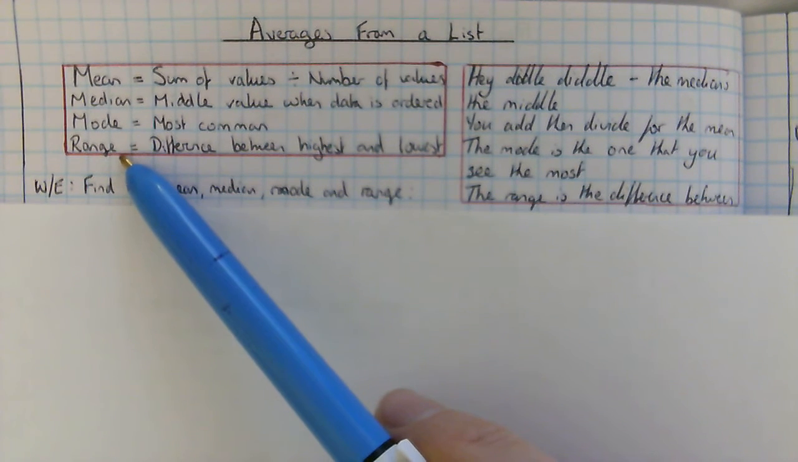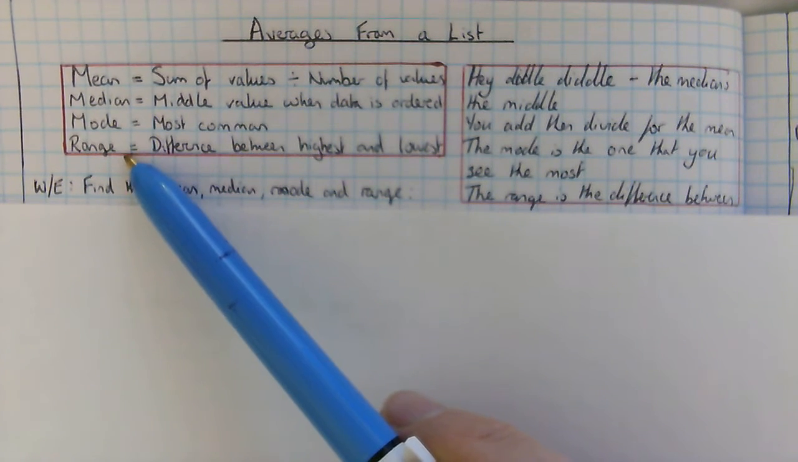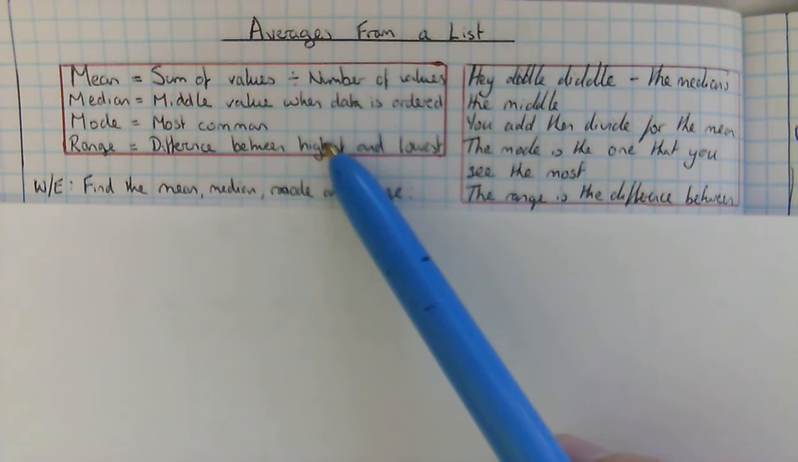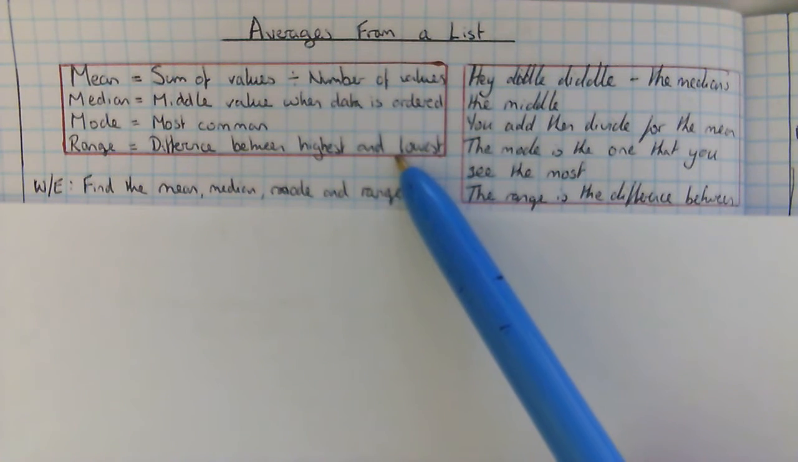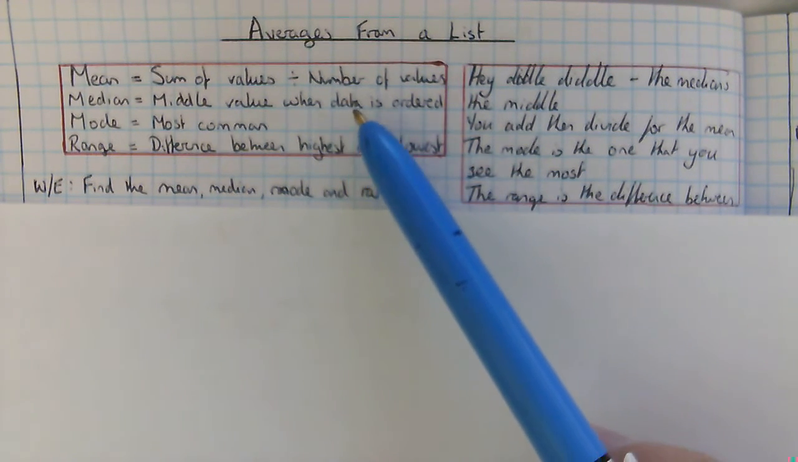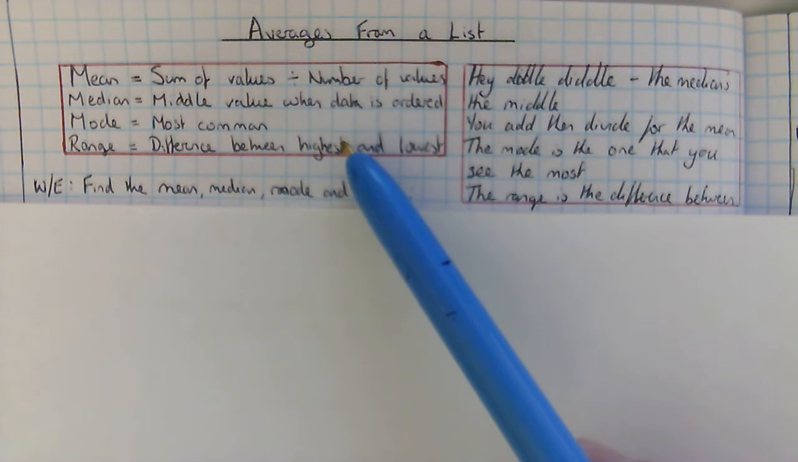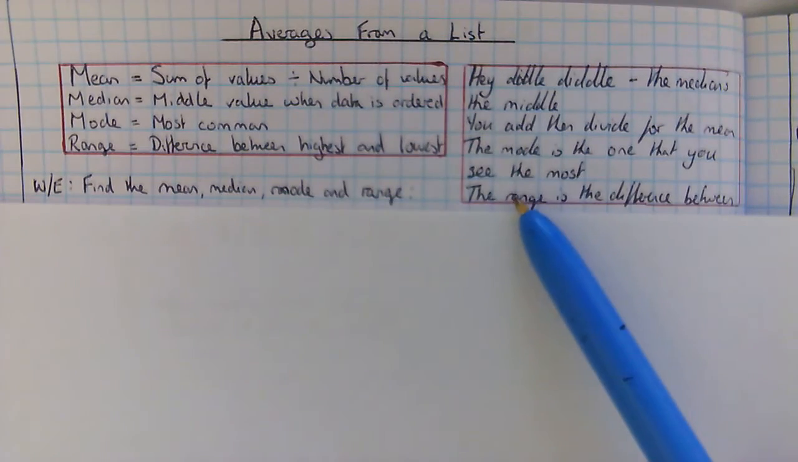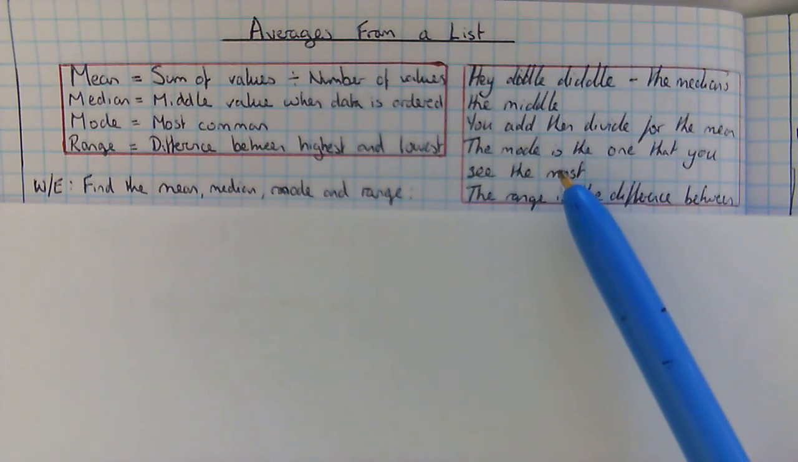The range is not an average. It doesn't measure what's typical. It measures how spread out the salaries are. So it's the difference between the biggest salary and the smallest salary. So there's quite a lot of information there that you have to know for your GCSEs about different types of averages and the range. And one way of remembering it is the little song, Hey Diddle Diddle.